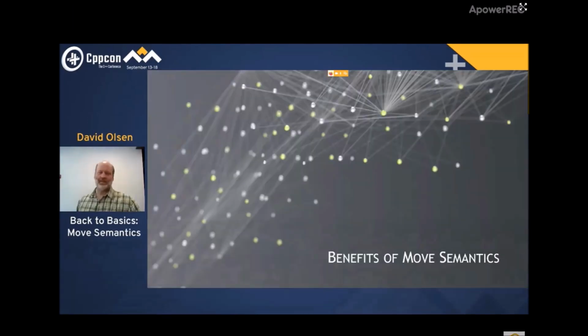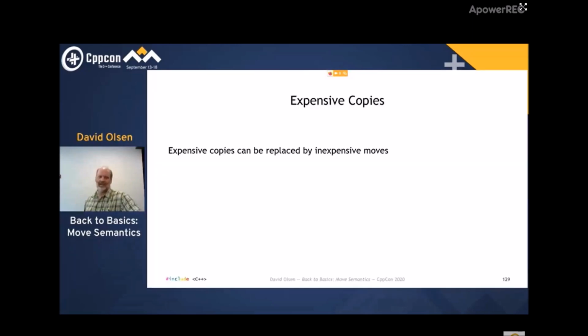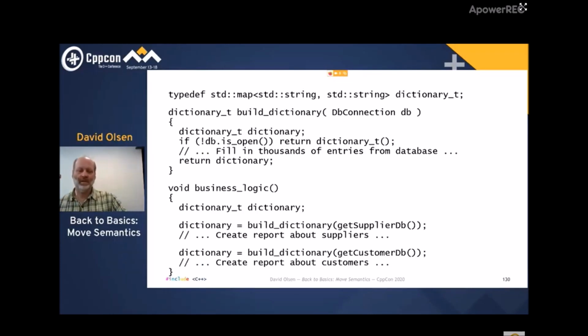So how are move semantics useful? Why did Howard Hinnant and many other C++ language designers go through all this effort to get move semantics into C++11? Let's go back to our opening example, where performance was hurt by copies of std::map being expensive. Move semantics allows us to replace those expensive copies with cheap moves.